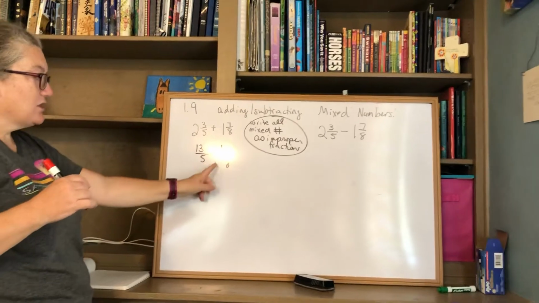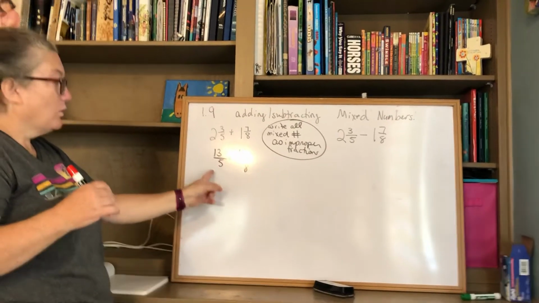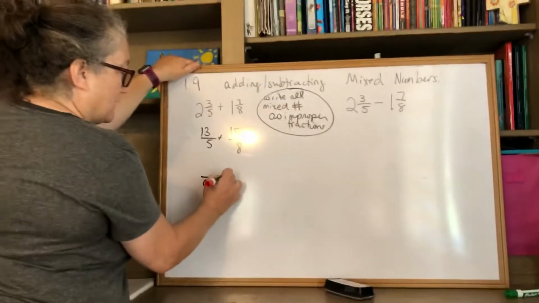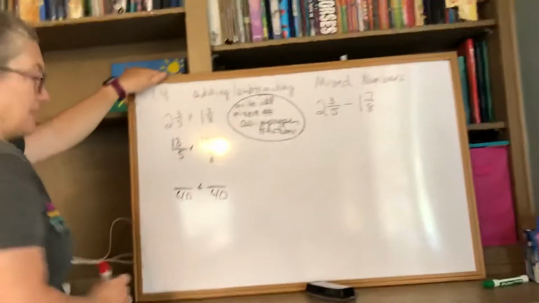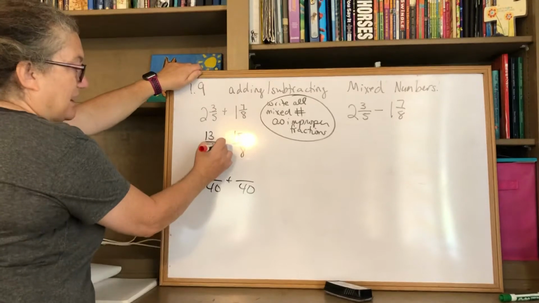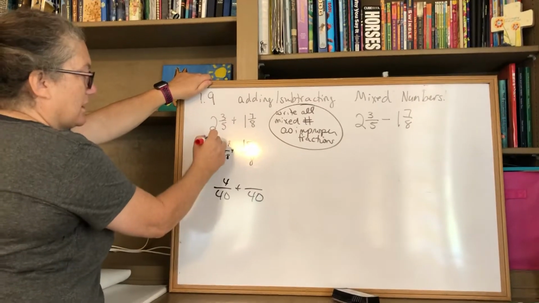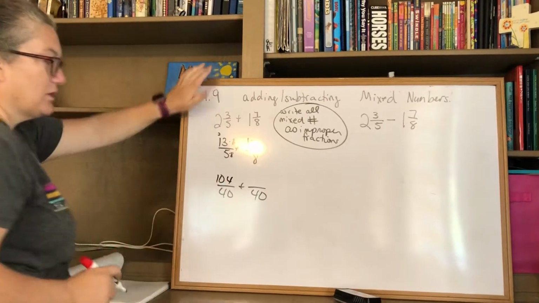add fractions, we must have common denominators. What's a common denominator between 5 and 8 would be 40. So I rewrite them with the common denominator 40. So 5 times 8, 13 times 8. 8 times 3 is 24. 8 and plus 2 is 104.